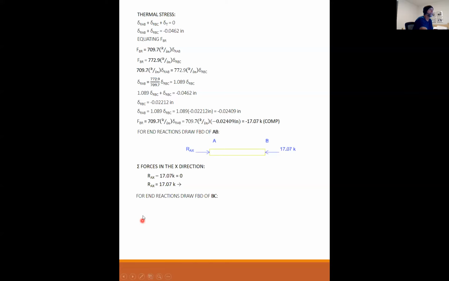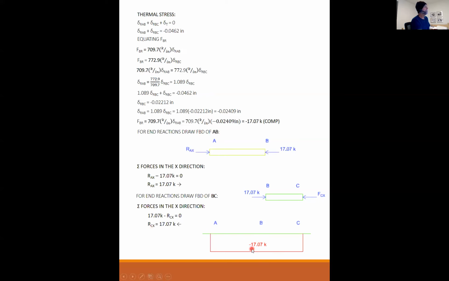Find the end reactions. I draw a free body diagram of BC. Here's my compressive force on rod BC. Here's my end reaction. Sum the forces in the x direction, and I have 17.07 minus RCX. So RCX is 17.07 kips to the left. And I can draw an axial load diagram, and the load is constant.